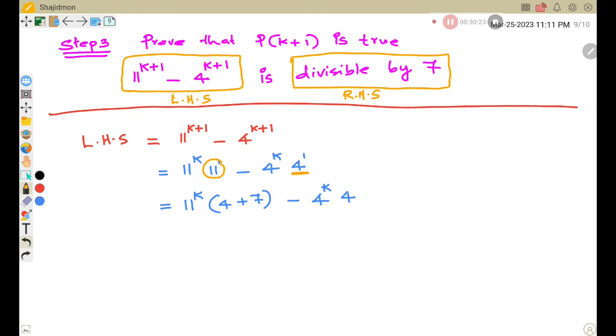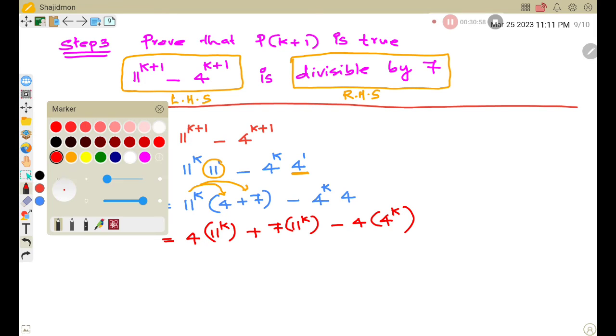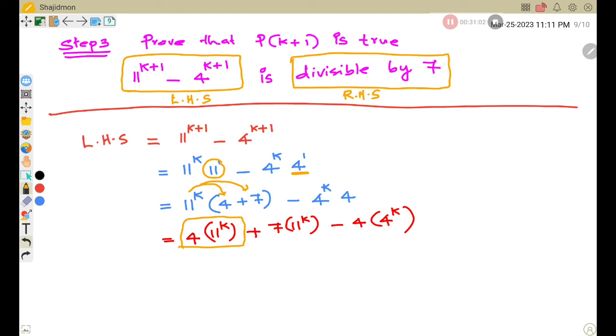Now here expand the bracket. Expand this, expand here, multiply. So what we will get here equals 4 multiply 11 power k, correct, plus 7 multiply 11 power k minus 4 power k multiply 4. We can write 4 multiply 4 power k, correct? Just divided into 2. Now you can see the first and last term. What term we can take common outside? From here and from here, what term we can take common? 4 is common, correct?